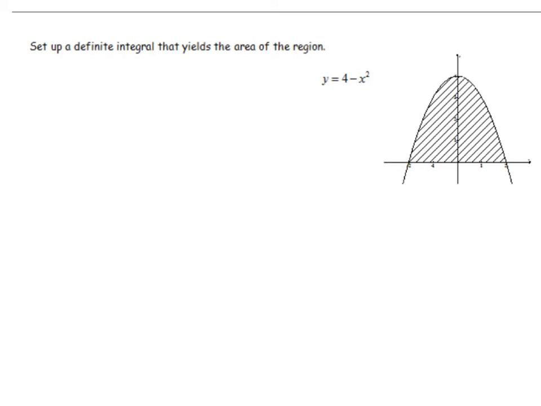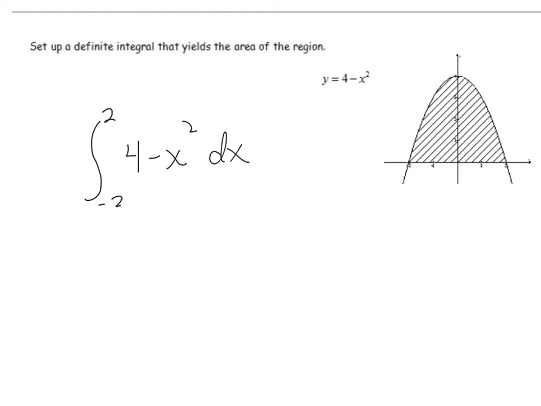So a quick review of this principle: set up a definite integral that yields the area of the region. You can see the region is a parabola. This is the function right here, and we want the area under that from this value to this value. So we would write the definite integral from -2, the lower bound, to the upper bound of our function, and that sets up the definite integral.